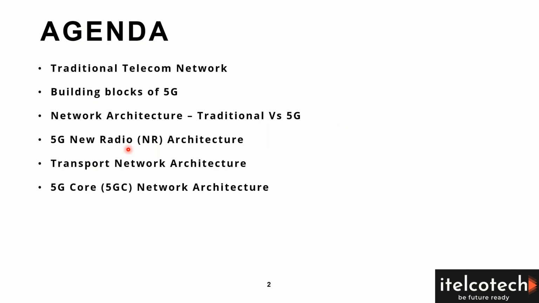We know that there are three key components of any telco network, which is the radio access network, which is NR in 5G. We'll look into the architecture of that in detail. Then we'll look into the transport network architecture, which actually connects the radio access network to the backend, which is the core network. So we'll talk about the radio access network, transport network, and the core network in detail and see how it is evolving as compared to the legacy technology.